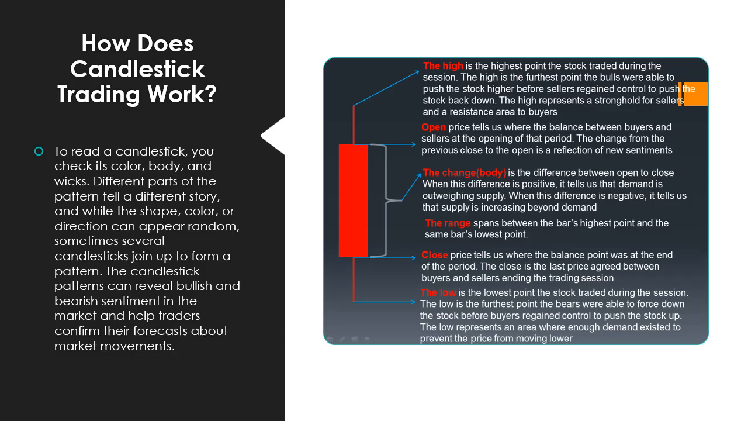Now, to read candlesticks, you need to check its color, its body, its wicks. Different parts of the pattern tell a different story, and while the shapes, colors, or direction can appear random, sometimes several candlesticks join up to form a pattern. The candlestick patterns can reveal bullish or bearish sentiment in the markets and help traders confirm their forecasts about market movement. So we're always looking at the body, the wicks of the candle, and the position of the candle, and this helps us in our price analysis.